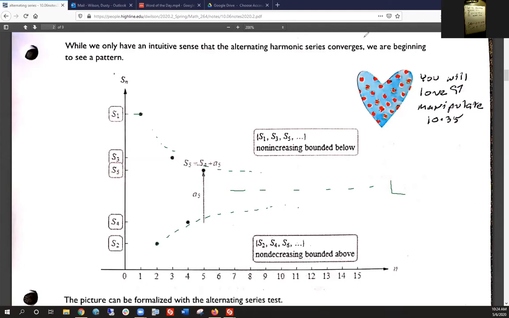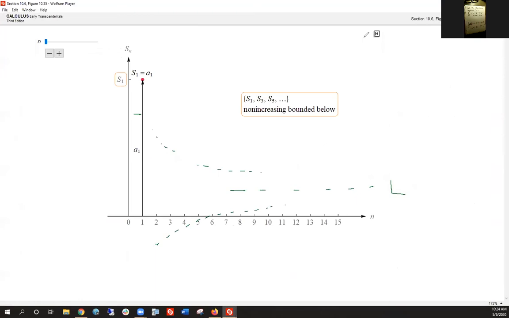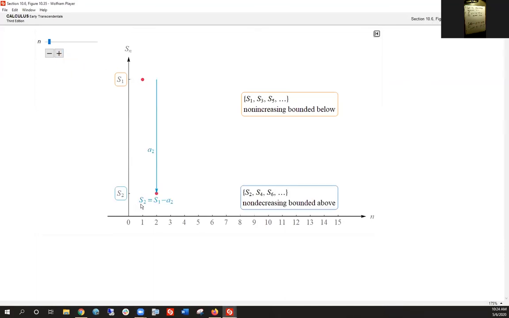Let's look at a manipulate for this. So again, here's S1, which is A1. S2 would be S1 minus A2. And so we get up here, and then we're going to subtract out a term. Here was our S2. We're going to add something to S2 to get to S3. And then we can subtract something to get to S4. Add something to get to S5.